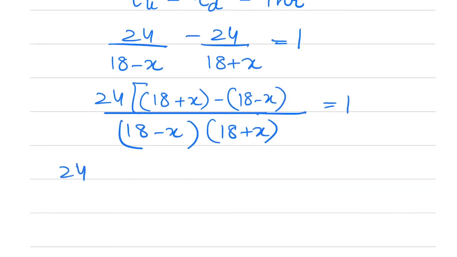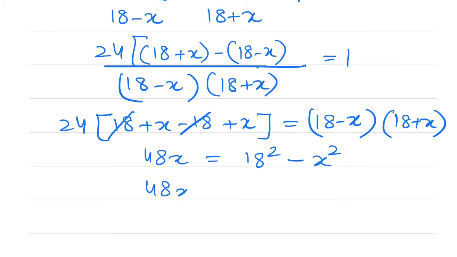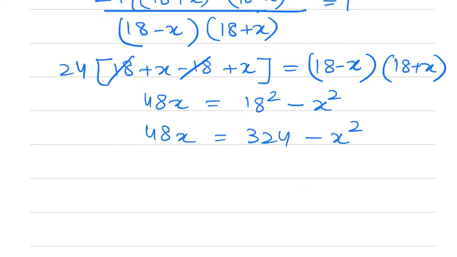We have 24 into (18 plus x minus 18 plus x) is equal to (18 minus x) into (18 plus x). Now here 18 and 18 get cancelled, so 2x, so 48x is equal to 18 square minus x square. 18 square is 324, so 48x is equal to 324 minus x square. Now taking everything on the left hand side, we get x square plus 48x minus 324 is equal to 0.